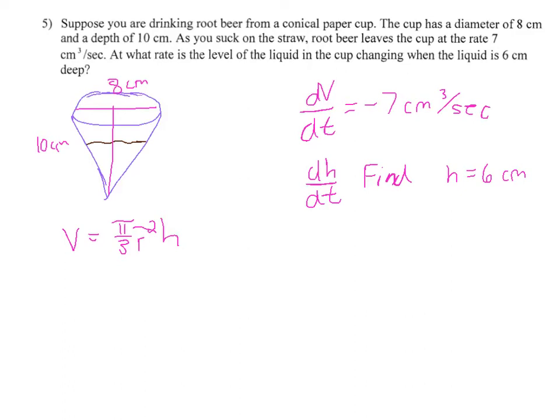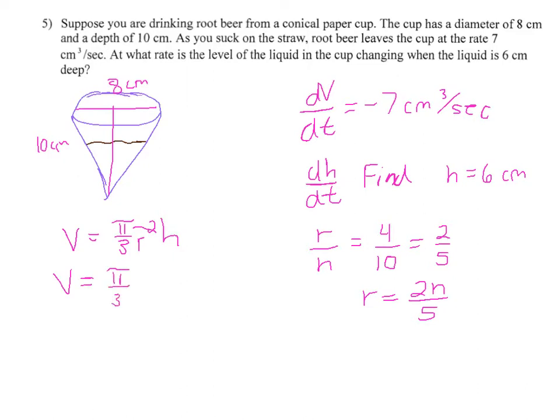And again, we don't want to have two variables in this equation. Since we're going to solve for dh/dt, we want to replace r. So if we look at our cone, we know that r over h equals 4, since the diameter is 8, 4 over 10, or 2/5. So we know that r equals 2h over 5.